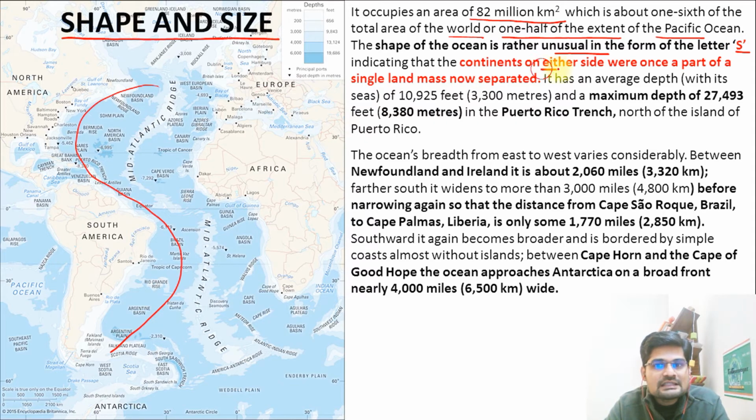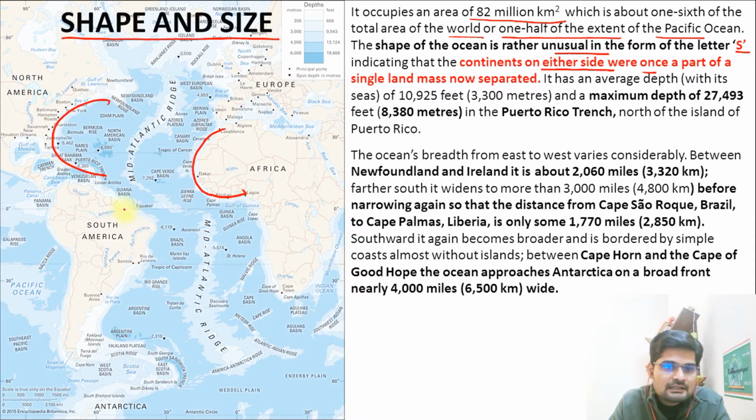The continents on either side were once part of the same single landmass. So remember, if you have knowledge of this jigsaw fit puzzle, this particular feature is fitted here, this feature is fitted here. So once this was part of the same landmass, as we know, and that is what we have learned through the theory of continental drift and plate tectonics, right?